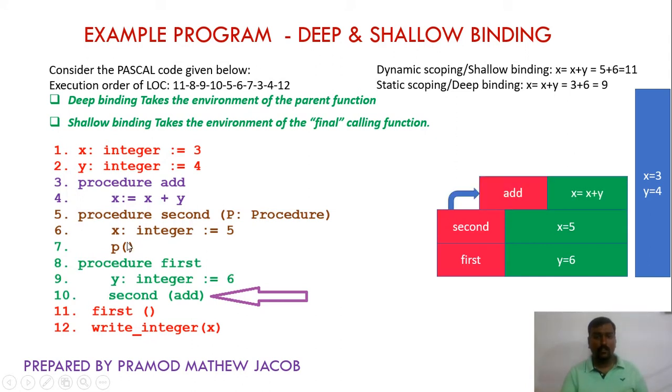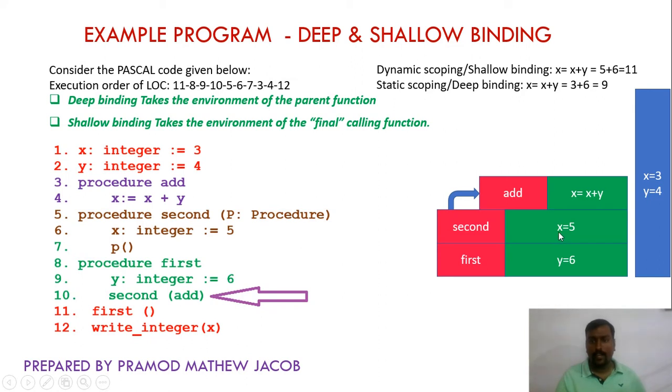So here we are calling a function inside a subroutine, and a function is passed as an argument. Here arises the need of dynamic scoping and static scoping, that is, the concept of deep binding and shallow binding. And inside the procedure add we have to update the value of x as x plus y. So what values of x and y should be considered while computing the value of x? That is the question. In shallow binding it will take the environment of the final calling function. This add function is called by second, so it will take the referencing environment of the second procedure.